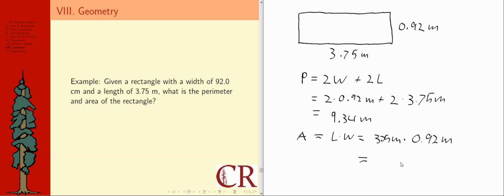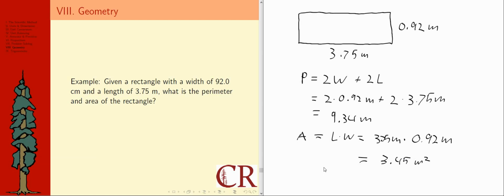I can put that into my calculator, just the numbers, 3.75 times 0.92, or the other way around is fine too. That's I think what I actually had in my calculator here. So that gives me 3.45. What about the units? This is area, meters times meters. It makes sense. So that's why I write the units. It helps me to do that last part to get the units correct.